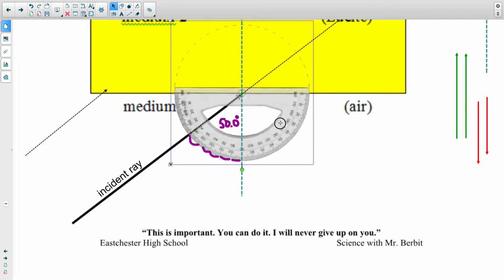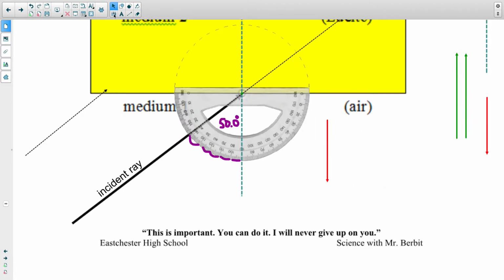Run that over here. And so if the angle of incidence was 50, the reflected ray will also be 50. So where is 50? Well, 50 is 50 away from the normal. 10, 20, 30, 40, 50. It's actually at the 40 on the protractor, but that's 50 degrees.